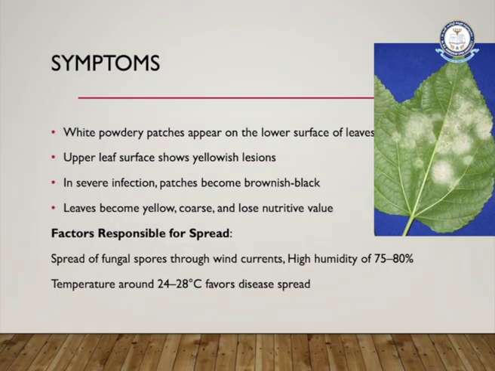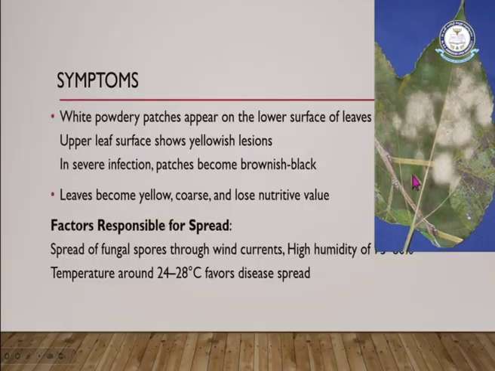Then what are the symptoms? You can see the leaf here, white powder coming first in the picture. White powder-like patches appear on the lower surface of the leaf. If you don't observe it properly, it will spread onto the upper surface of the leaf. In the picture, I have shown you the upper surface. Here white powdery patches and yellowish lesions appear.